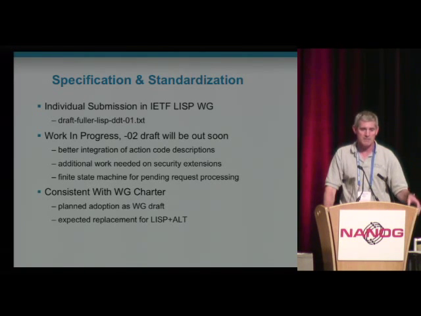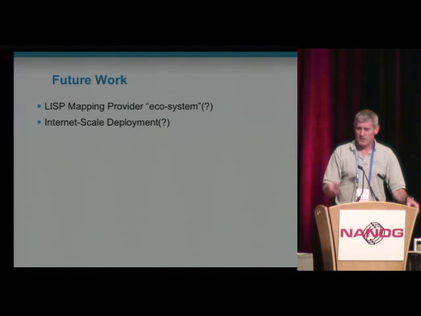DDT is a draft in the IETF LISP working group. Version 1 is out there. Version 2 is in progress. It's going to clarify a bunch of things and give some more detailed information in the form of a finite state machine or event decision tree to help implementers actually implement it. Future work, I'm not going to go over that now, but we've kind of covered that already. The ecosystem refers to how the organizational structure will evolve and internet scale deployment.